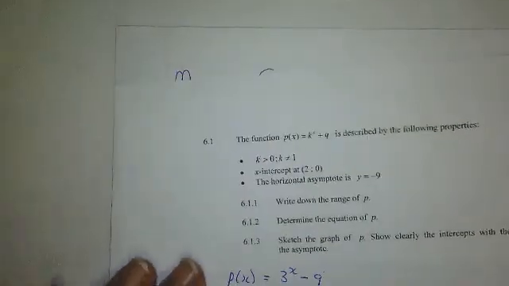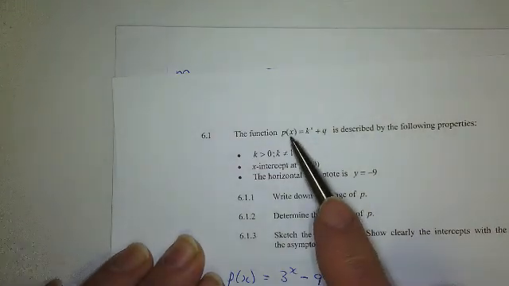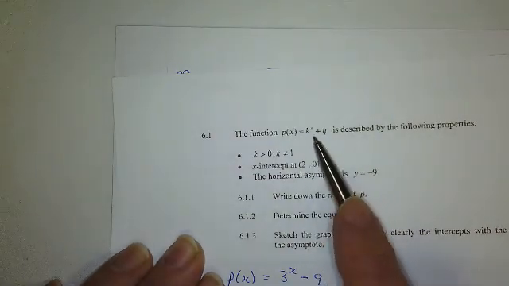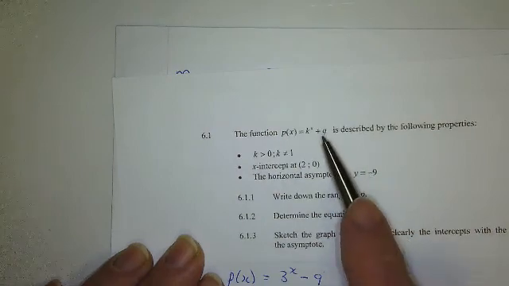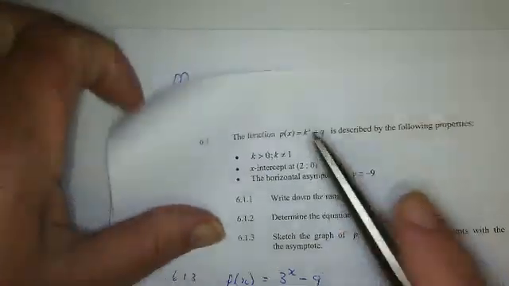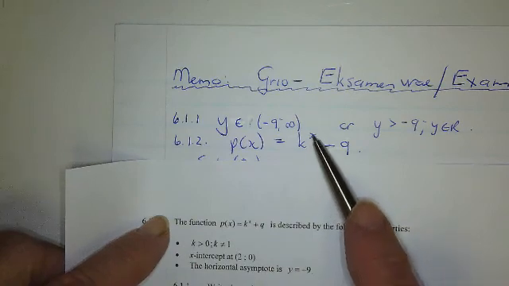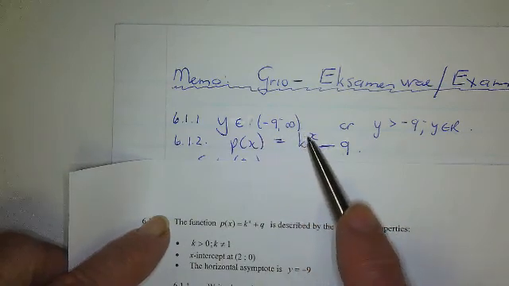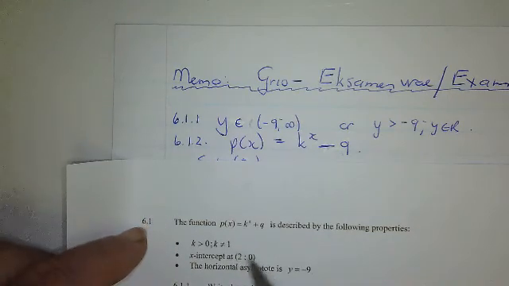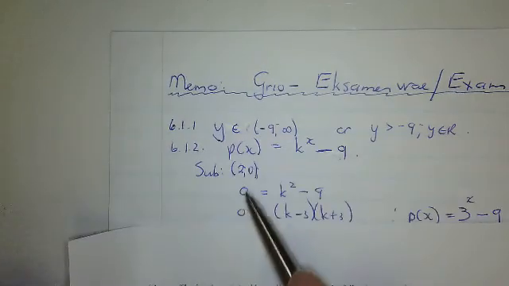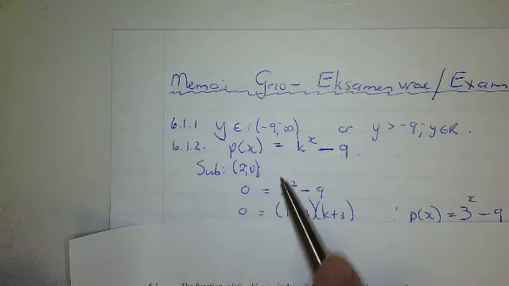Next question. They say now determine the equation of p(x). So now I know the q will be the asymptote, so I substitute the negative 9 into the q. Then you substitute that and you get that equation. But you also know the point: it's passing through the x-intercept (2, 0). So that's my x and that's my y. Now I substitute the x and the y, so the y is 0 and the x is 2.